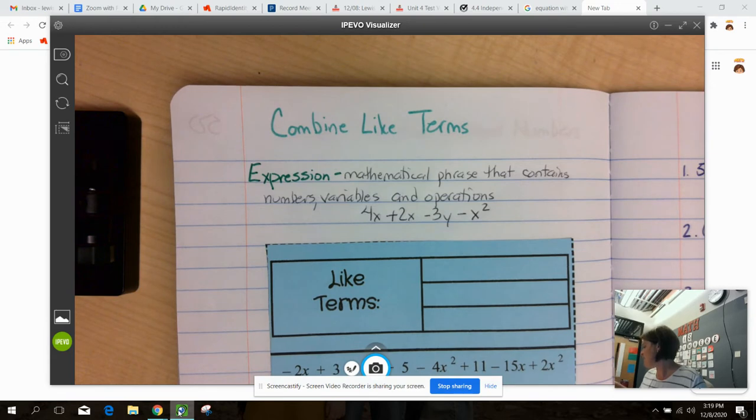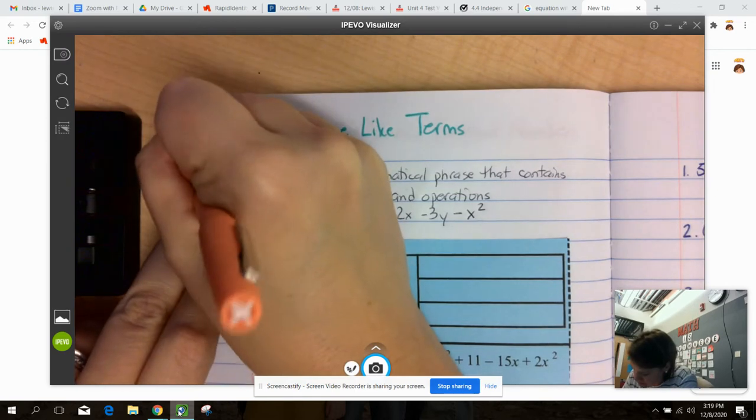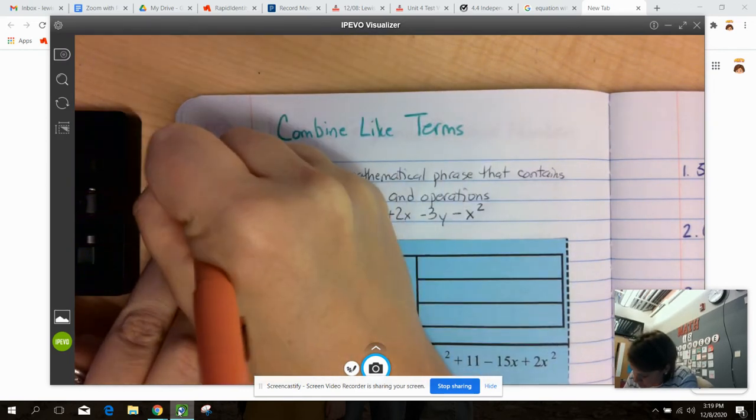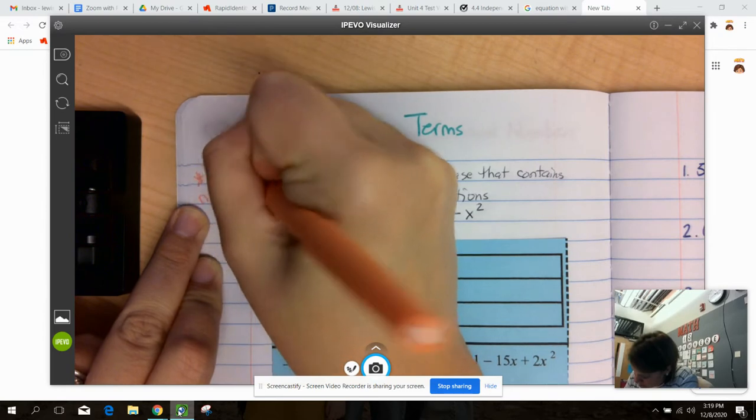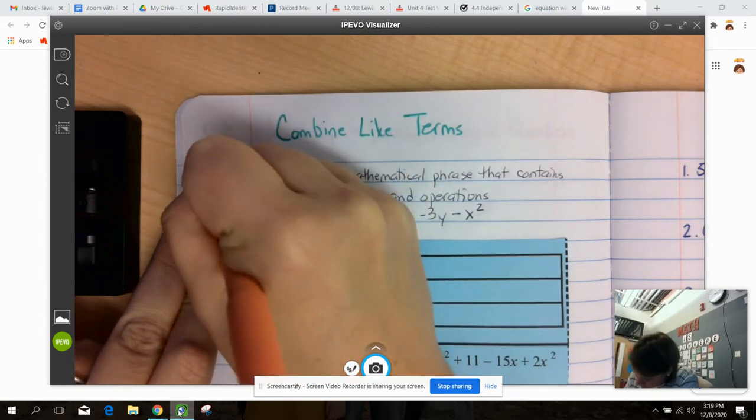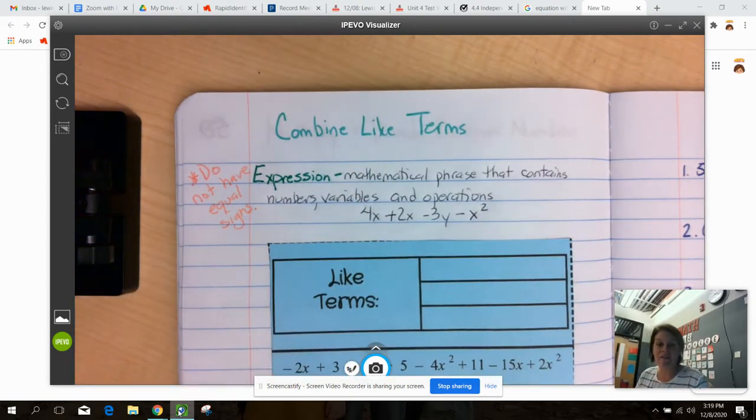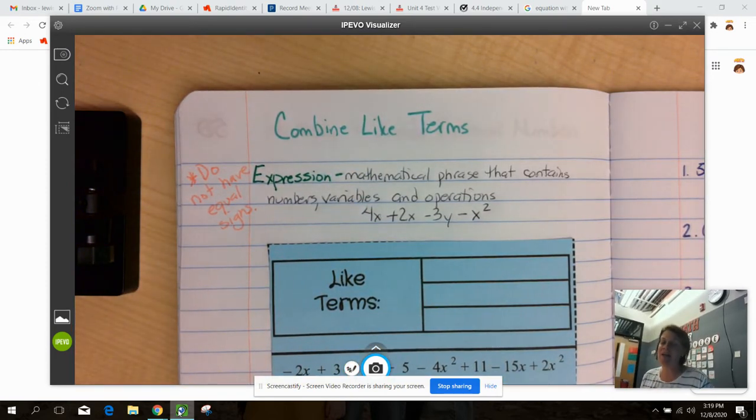The thing that differentiates an expression from an equation is that expressions do not have equal signs. Okay? Expressions do not have equal signs. Equations do have equal signs. So with an expression, it's not set equal to anything. We cannot solve an expression. We can simplify an expression, and we'll talk about that later in this unit, but we cannot solve an expression. We're not ever going to get x equals anything with this. We can just combine like terms and a couple other things, but like I said, we'll talk about that later on.